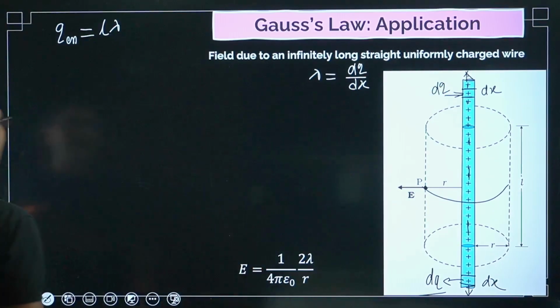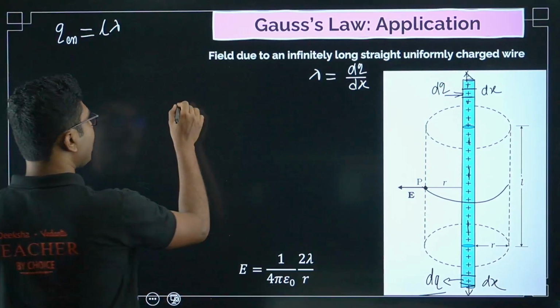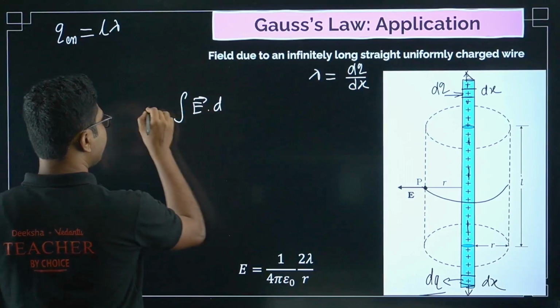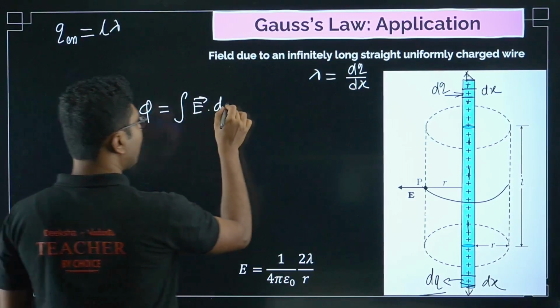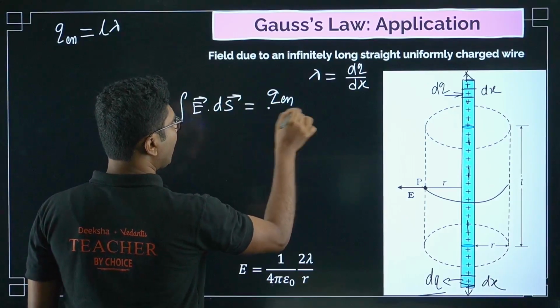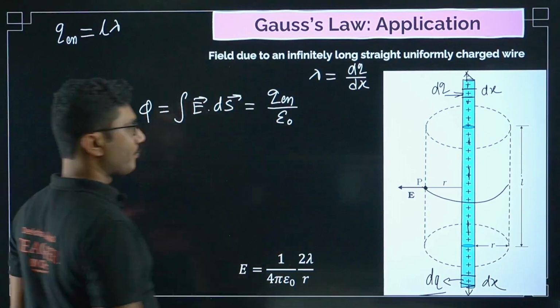Okay, now we apply Gauss law, which is very, very simple. The integral of E dot ds, that is phi, equals Q enclosed by epsilon naught.